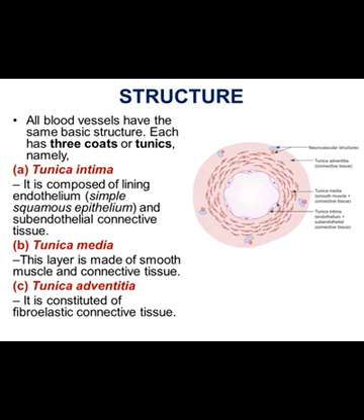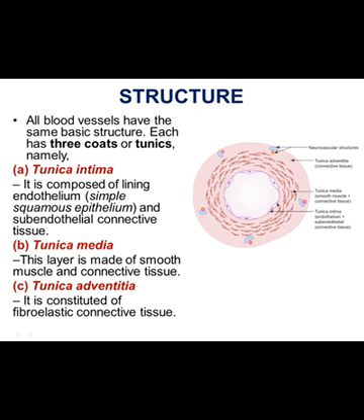Now we come to the structure of blood vessels. As we know, all the blood vessels have the same basic structure, and they have 3 coats or tunics, which are tunica intima, tunica media, and tunica adventitia.